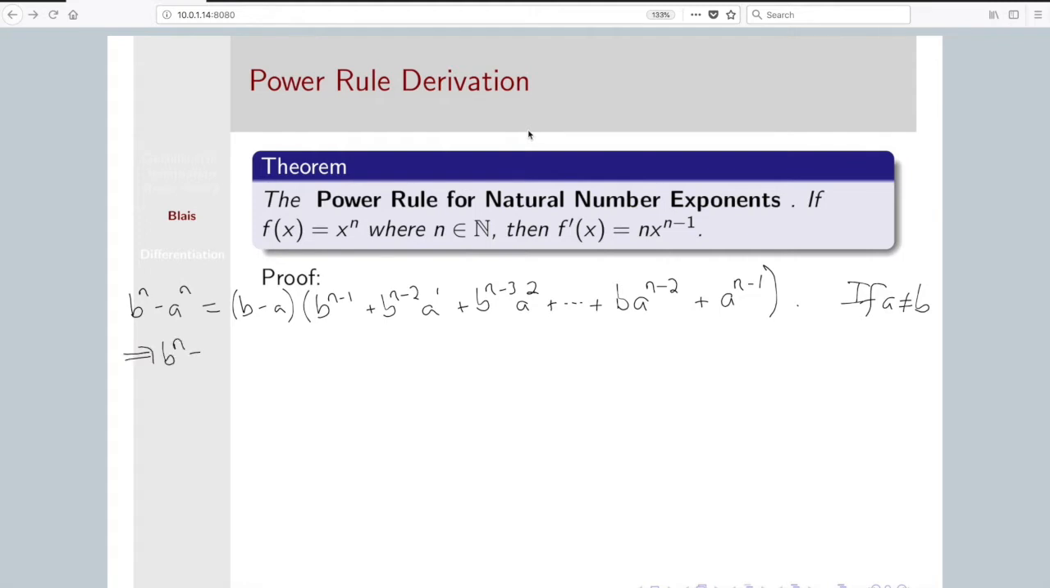So b to the n minus a to the n over b minus a will be equal to what's in the parentheses here on the right-hand side. b to the n minus 1 plus b to the n minus 2 a to the 1 plus b to the n minus 3 a squared down to b a to the n minus 2 plus a to the n minus 1.